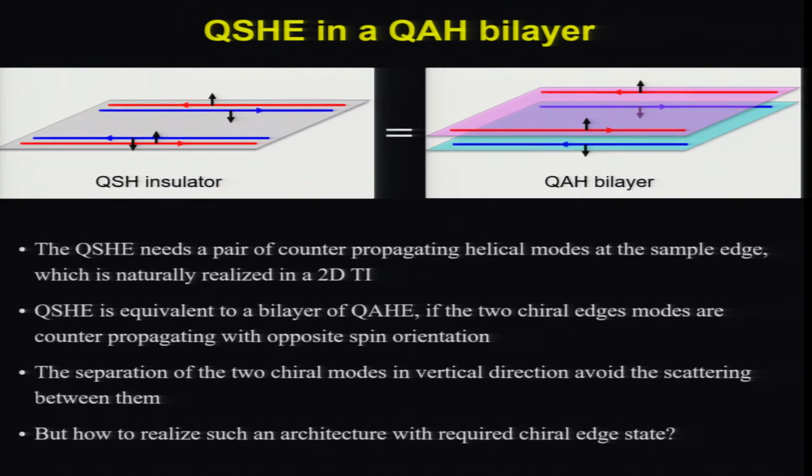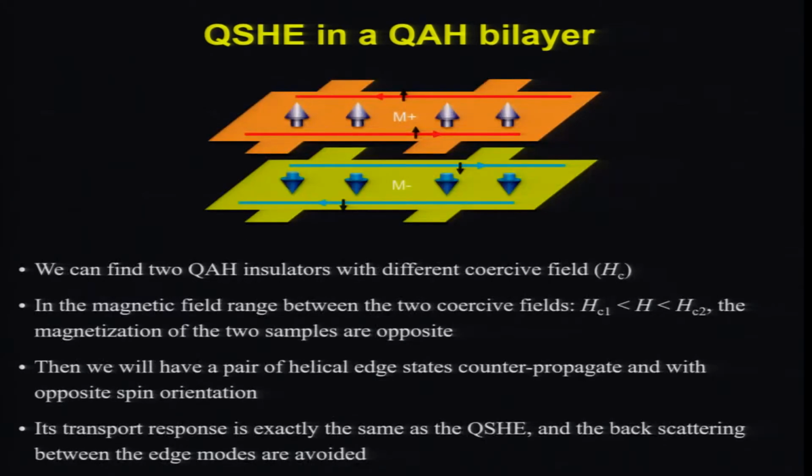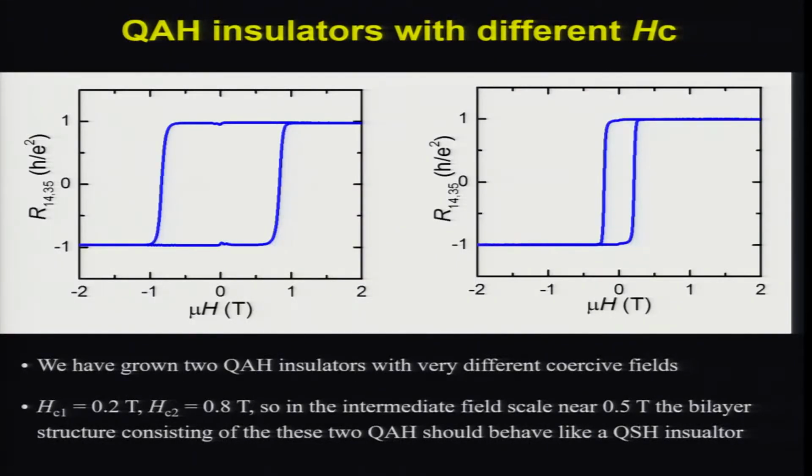Then the problem is how can you realize such an architecture with this counterpropagating quantum anomalous Hall bilayer? And we had an idea, that is, if we have two different quantum anomalous Hall systems with very different coercive fields, so in the field range between these two coercive fields, one of the layers is already reversed, but the other is not. So the magnetization of the two films will be opposite to each other, which will give you two counter-propagating edge states. So that's our idea. Then the next thing is to realize this experimentally. And luckily, we found it very recently.